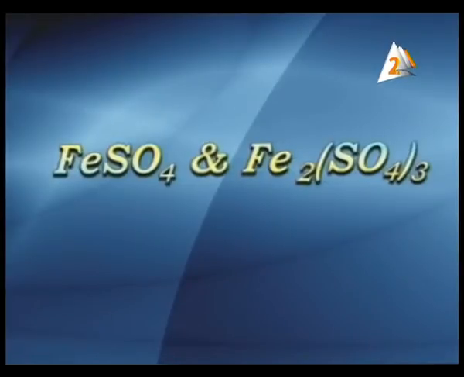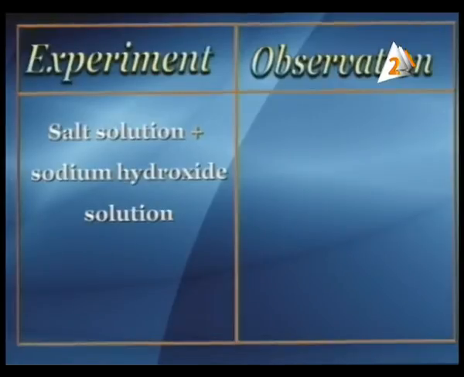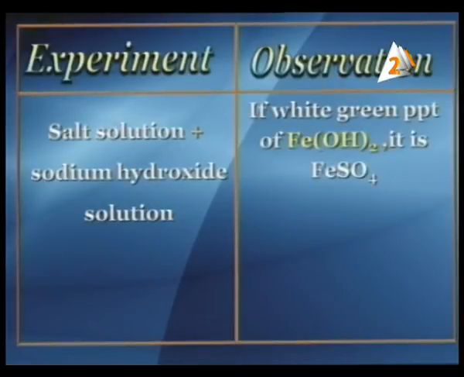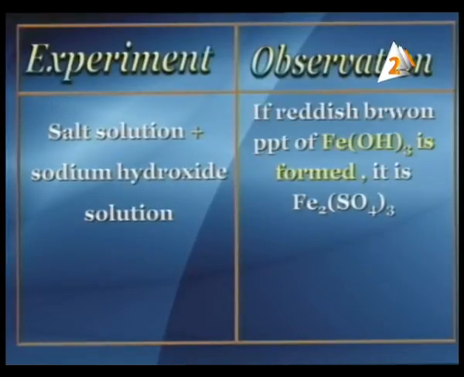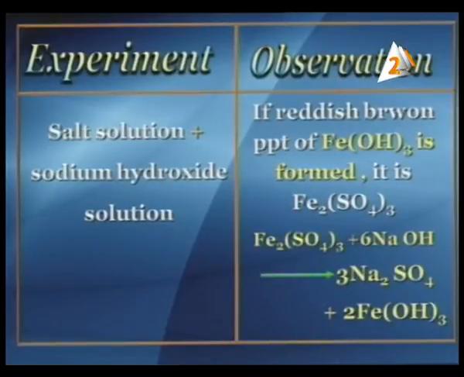Next point, iron 2 sulfate and iron 3 sulfate. Salt solution plus sodium hydroxide solution. If white-green precipitate is formed, it is iron 2 sulfate. As the equation proceeds on the screen, 2NaOH plus FeSO4 gives Na2SO4 plus Fe(OH)2. If reddish-brown precipitate is formed, so it is iron 3 sulfate. As the equation proceeds on the screen, Fe2(SO4)3 plus 6 NaOH gives 3 Na2SO4 plus 2 Fe(OH)3.